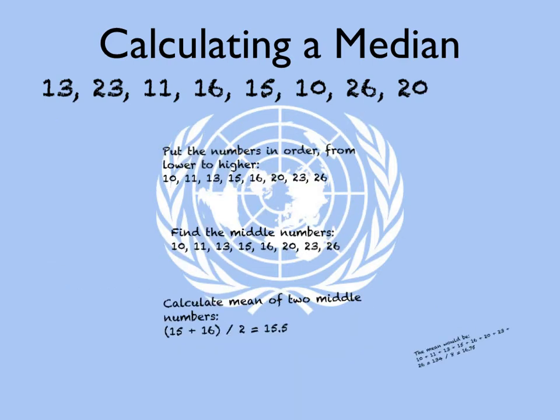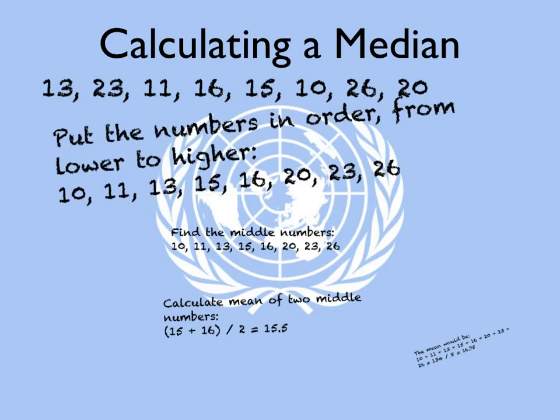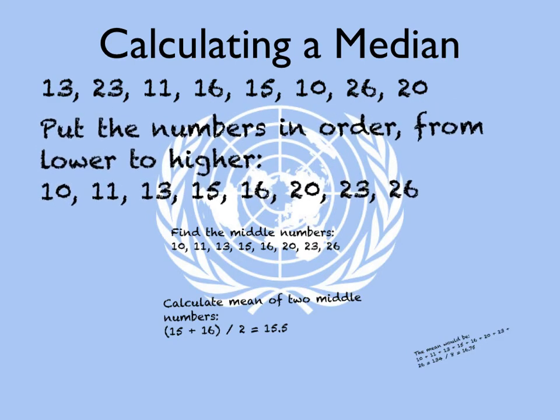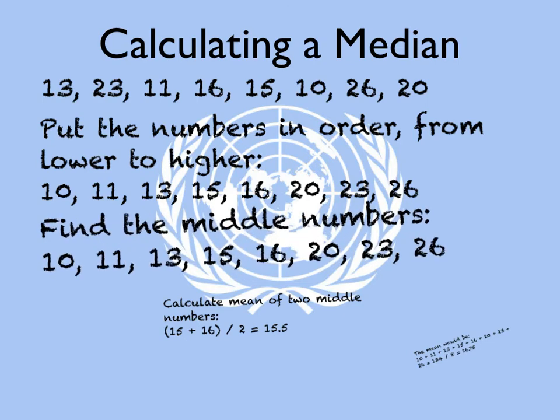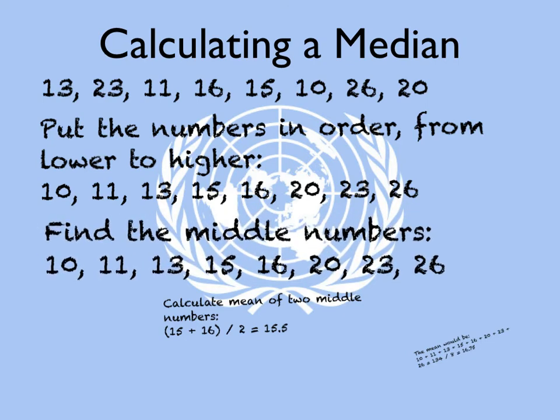What if you have two middle numbers, right? So we've got a similar series up here, but I added 20. So again, just put the numbers in order from lower to higher. So 10, 11, 13, 15, 16, 20, 23, 26. And then find the middle numbers this time. So again, if we go from the back, it's 10, 26, 11, 23, 13, 20. And we have two middle numbers, 15 and 16.